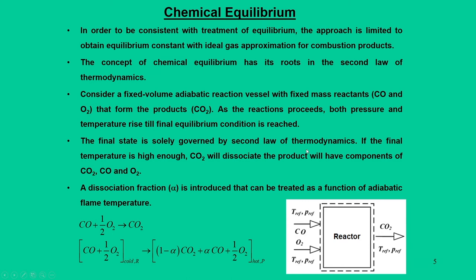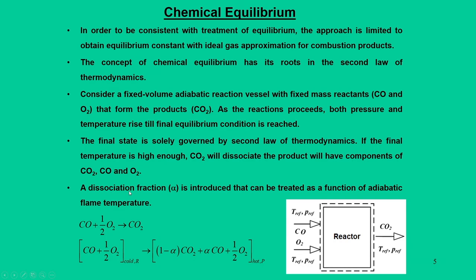And that second law of thermodynamics, the parameter we are going to find is nothing but your entropy. So, if the final temperature is not high enough, then CO2 will dissociate and the products will have components CO2, CO and O2. Basically, if it has not achieved equilibrium conditions, the product will have some intermediate components. Now, to account for this fact, let us introduce a parameter alpha, which we call the dissociation fraction, and this can be treated as a function of adiabatic flame temperature. That means, what is the effect of alpha when there is a change in the adiabatic flame temperature?